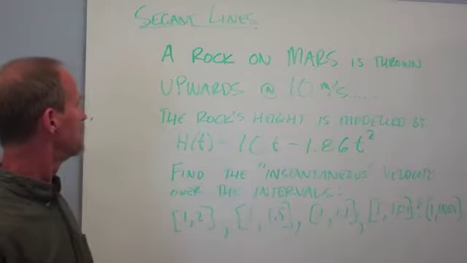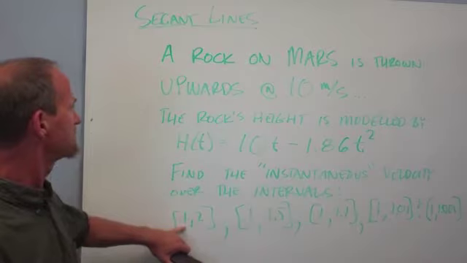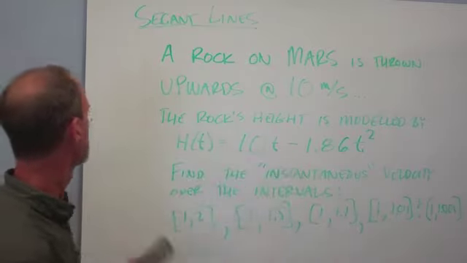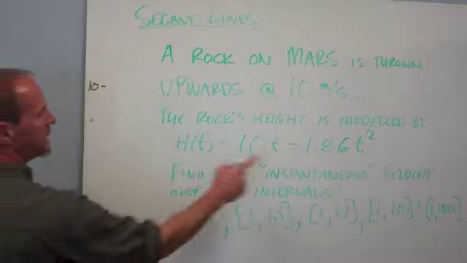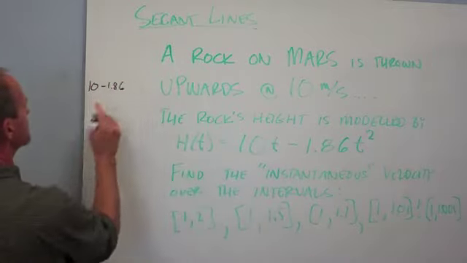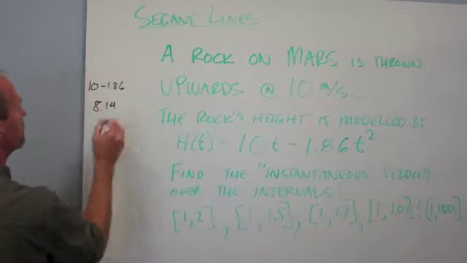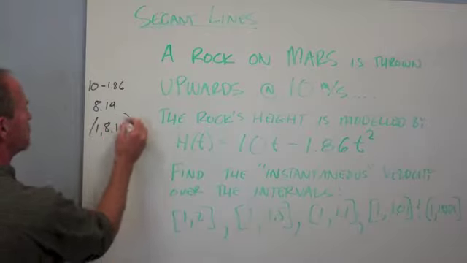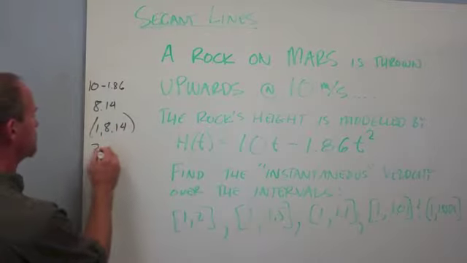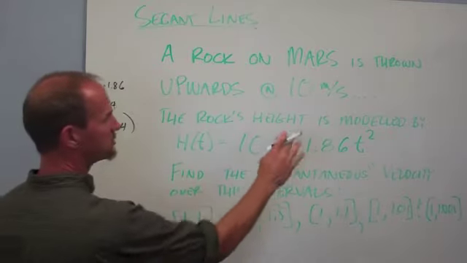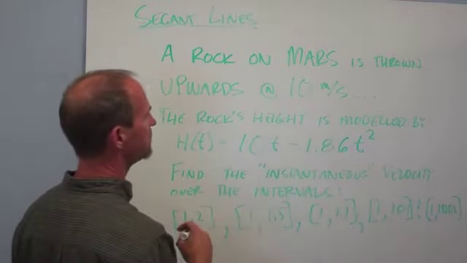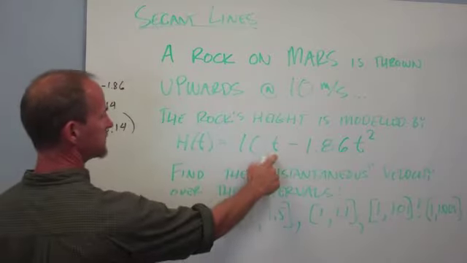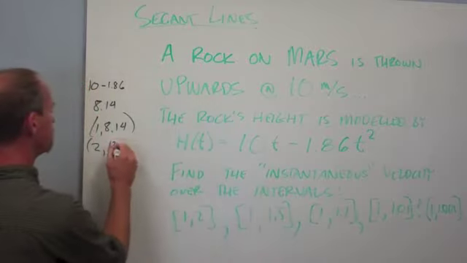All right. So if I plug in 1 second to get my initial point at the beginning of each interval, it's going to be 10 minus 1 squared times 1.86. That's going to give us 8.14. So we know that our initial point is (1, 8.14). Our second point is going to be at 2. 2 squared is 4, and 4 times 1.86 is 7.44. Subtract that from 20, because at 2 seconds, that's going to give me 12.56.